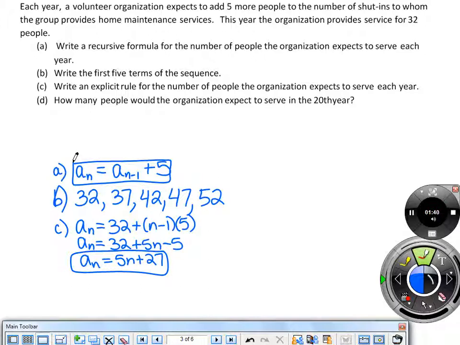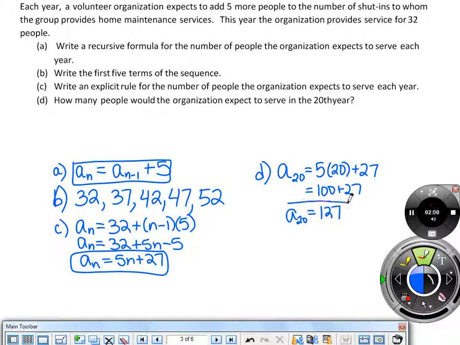So then part D says how many people should they expect to serve in the 20th year. You basically want to know what the 20th spot of the sequence is. So we can take our rule and we can plug 20 in for n. And this will give us 100 plus 27. So the 20th year, I would expect them to be serving 127 people.